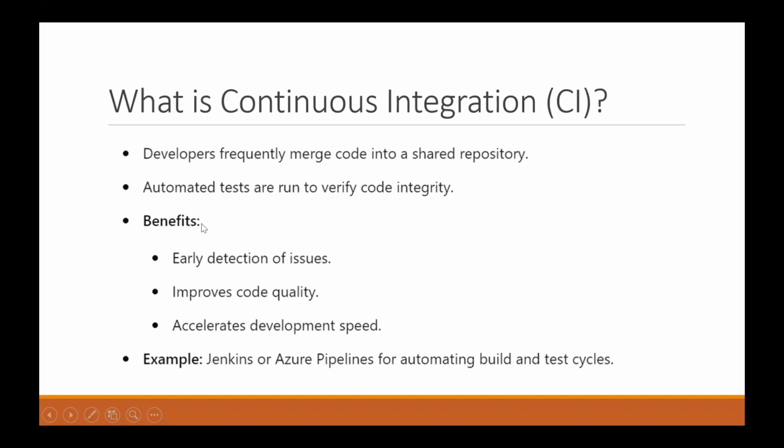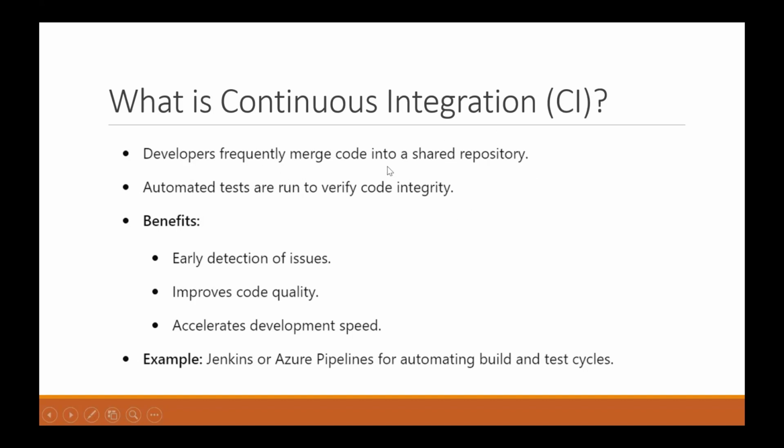Okay, let's move ahead. Now let's see what continuous integration is in detail, along with examples and some of the tools which we can use to create continuous integration pipelines. Okay, developers frequently merge code into a shared repository. If you have a shared repository, suppose GitHub, Azure DevOps repository, Bitbucket, or somewhere else, multiple developers will merge code changes into that repository.